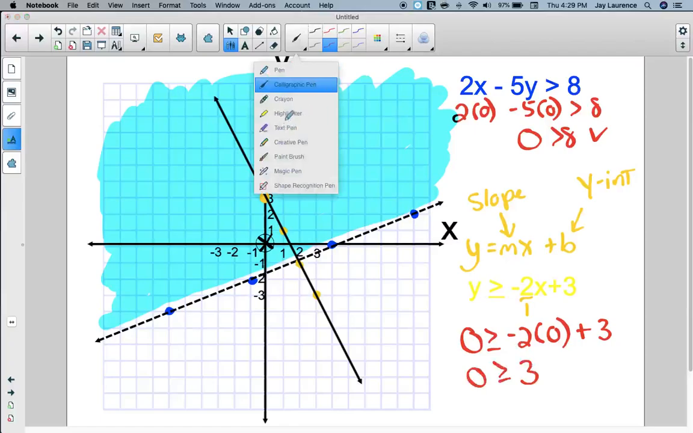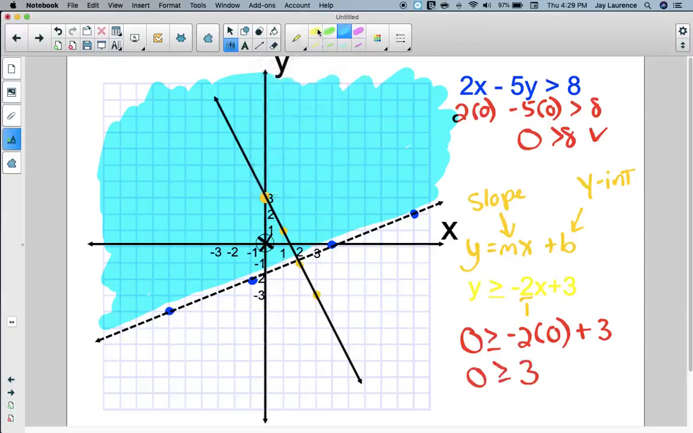That is not true. Okay, so that means I'm going to shade away from the origin. So I'm on the solid line. I'm not going to shade this side at all. I'm going to shade the other side. And look what happens. I get green. Green is where the two shaded regions overlap. I got a little sloppy there. Sorry, I crossed that line. I really shouldn't do that.